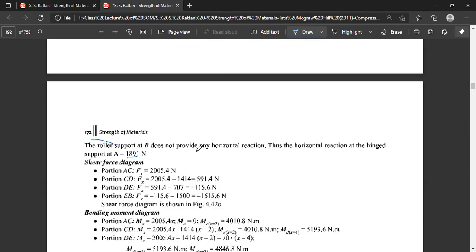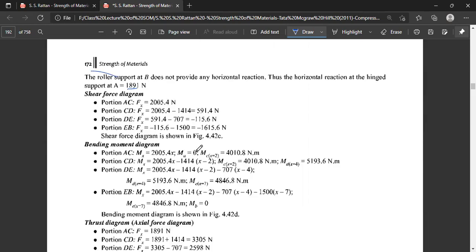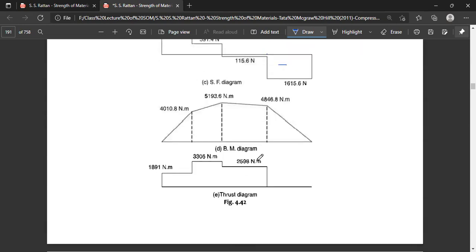Thus this becomes 2005.4x minus 1414 into x minus 2. At the point C, where x is equal to 2, the bending moment is 4010.8, and at x is equal to 4, it is 5193.6, which is shown here. Like here, 5193.6.